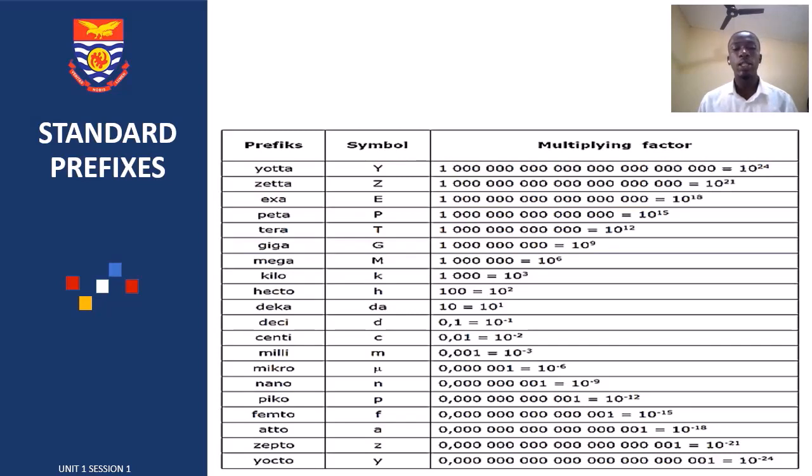Say yotta, that's a big Y, having 10 raised to the power 24. Zetta, Exa, Peta, Tera, Giga, Mega, Kilo, Hecto, Deca, Deci, Centi, Milli, Micro, Nano, Pico, Femto, Atto, Zepto, and Yocto.